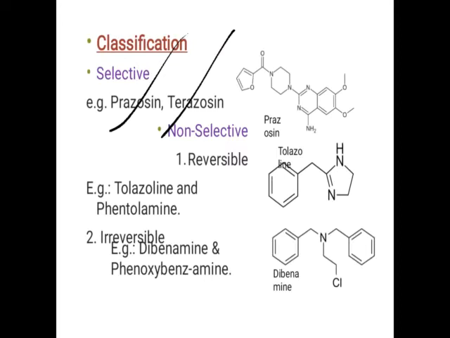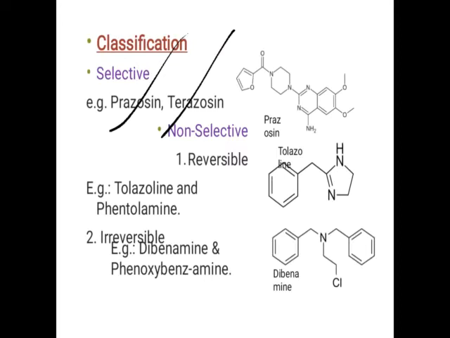The reversible alpha blockers are the blockers which bind or block the alpha receptor reversibly. That means after binding, after some time it detaches from the receptor, and then the receptor can perform its function. But in case of irreversible alpha blockers, what happens? They are irreversible. That means once they bind to the receptor, it is difficult for them to detach from the receptor. So they are considered irreversible. Why is it irreversible? It is due to the formation of a covalent bond between the drug and the receptor.